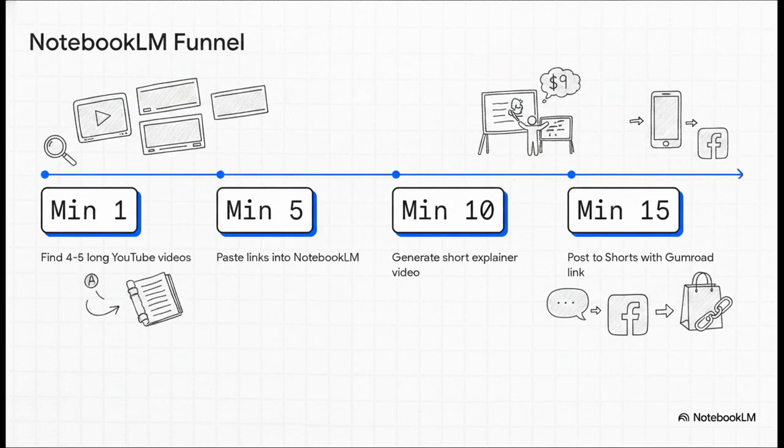And here is the absolute kicker. Make sure you prompt the AI to explicitly say in the voiceover that there's a $9 special ebook in the description. By minute 15, you're downloading that generated whiteboard short and firing it off to Instagram Reels, YouTube Shorts, and Facebook, with your Gumroad link sitting right there in the description.